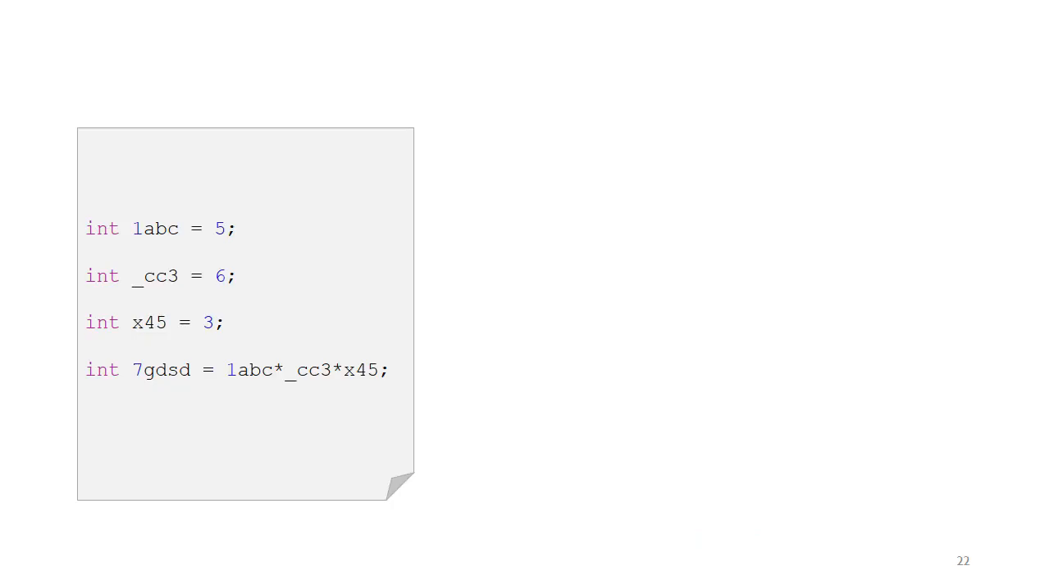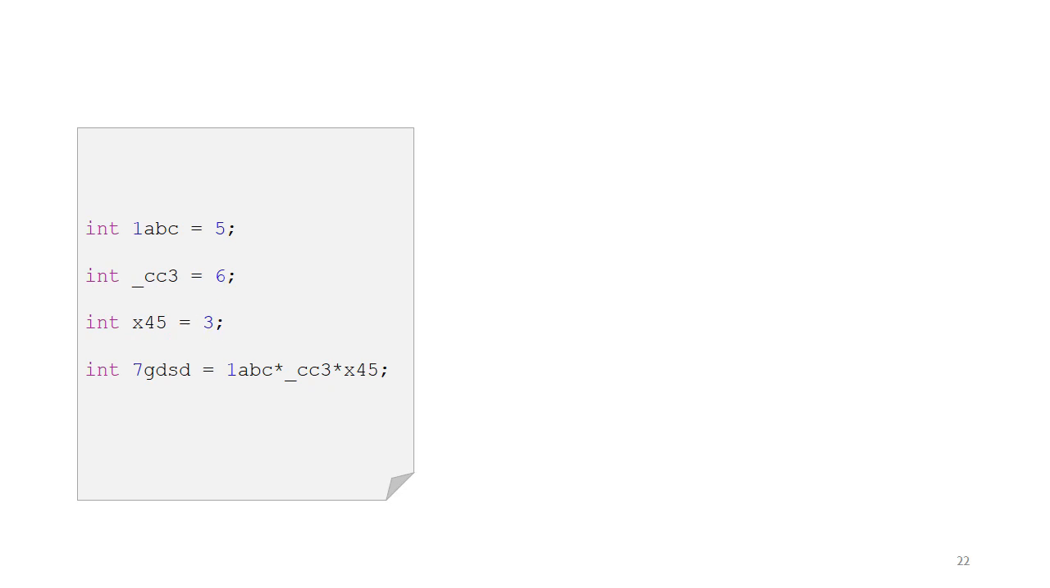Look at this example here. We've got some code: int 1abc. Here we've created a variable called 1abc, and because it's an integer, we have to give it an integer value, so here we've assigned the value 5 to it. On the next line we've got a variable called _cc3, given the value 6. The next variable is called x45, and we've given it the value 3.